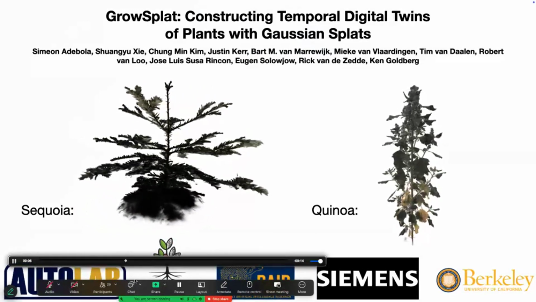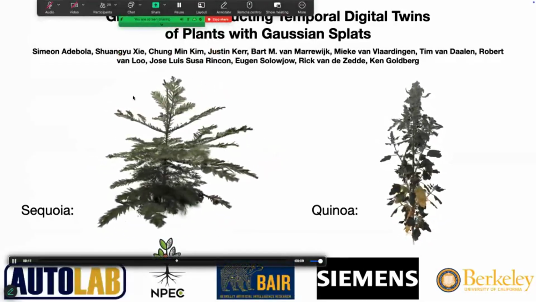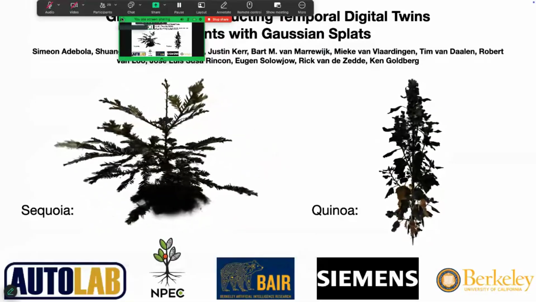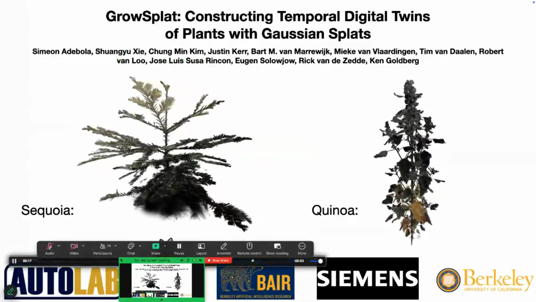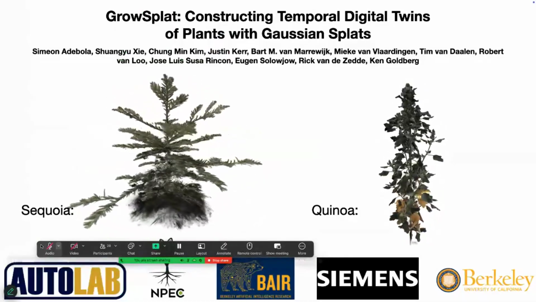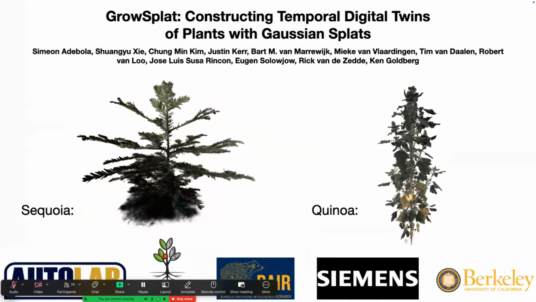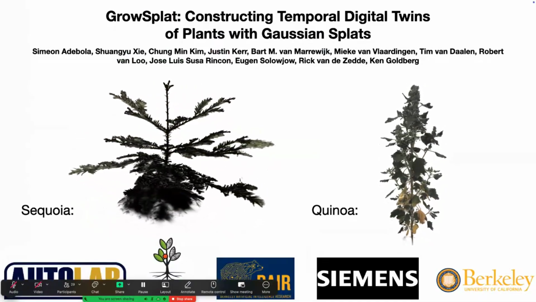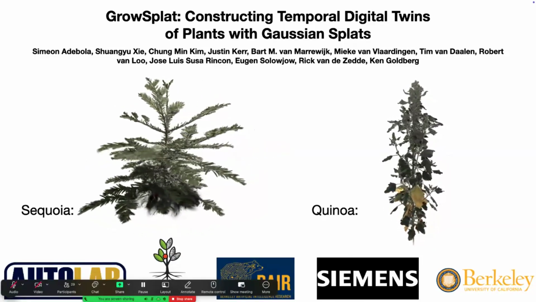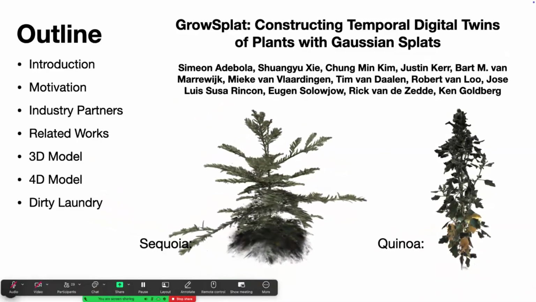All right, so let's talk about the plants first. This is a project being led by my PhD student Simeon Adebola and a number of others. And the challenge is we want to be able to develop a three-dimensional, actually four-dimensional digital twin of plants. And this is for biologists who are very interested in studying how plants vary as they grow under slightly different conditions. So here's an outline.